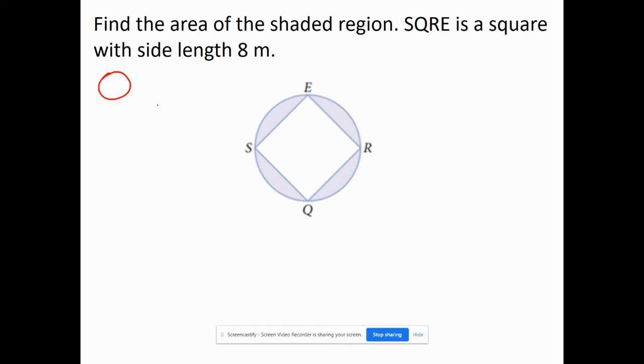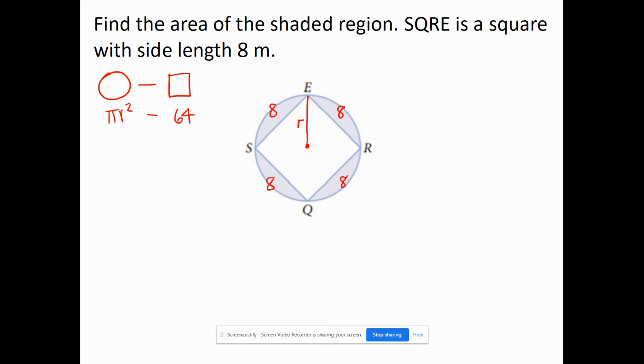So we have to realize it's going to be the circle minus the square, because the square is inside and it's got a side length of 8, so all these are 8. If we want the area of the circle, we need to know pi r squared, so something's missing here. We don't know the radius. Let's call this r. But the square I can find pretty easily. That's just 8 times 8, so 64.